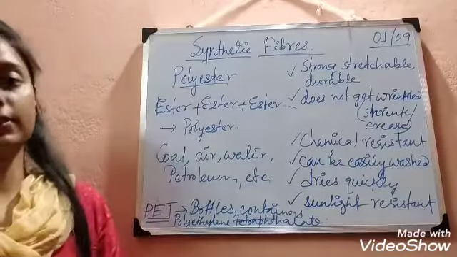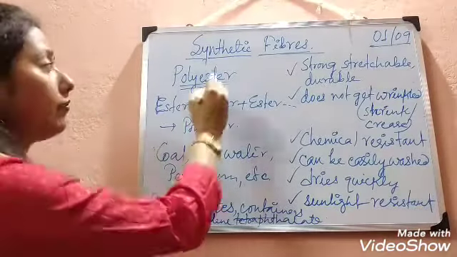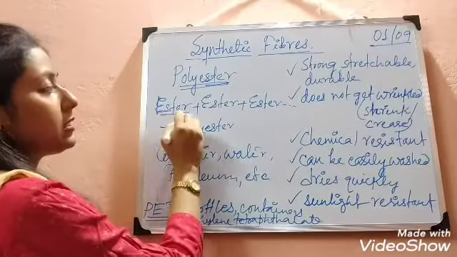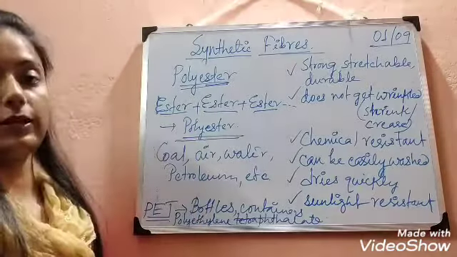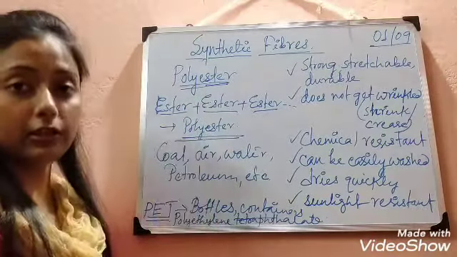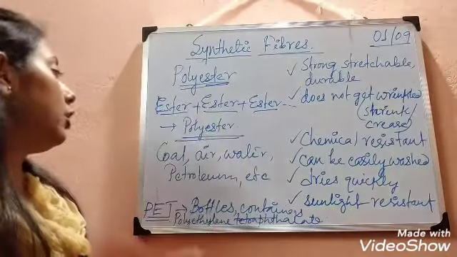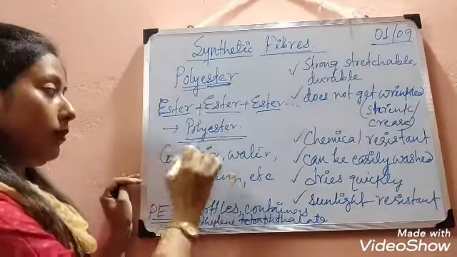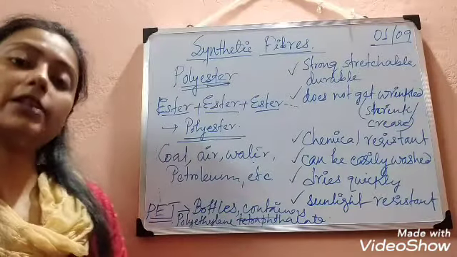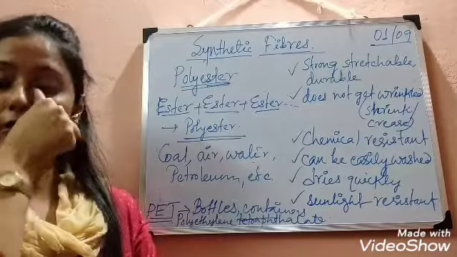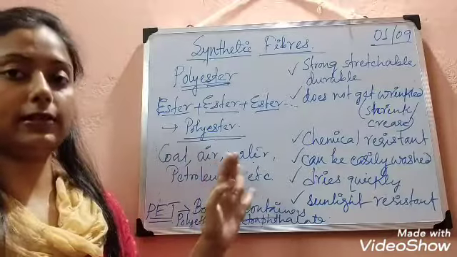Now this one is polyester. The term polyester means polymerization of ester. So you can see here ester plus ester plus ester, and polyester is formed. That means esters are monomers here, and by attaching so many esters, polyester is formed. It is also produced from coal, air, water and petroleum. Basically, polyester is termed a petroleum derivative. Coal and petroleum are generally called fossil fuels, and polyester is a petroleum derivative synthetic fiber.